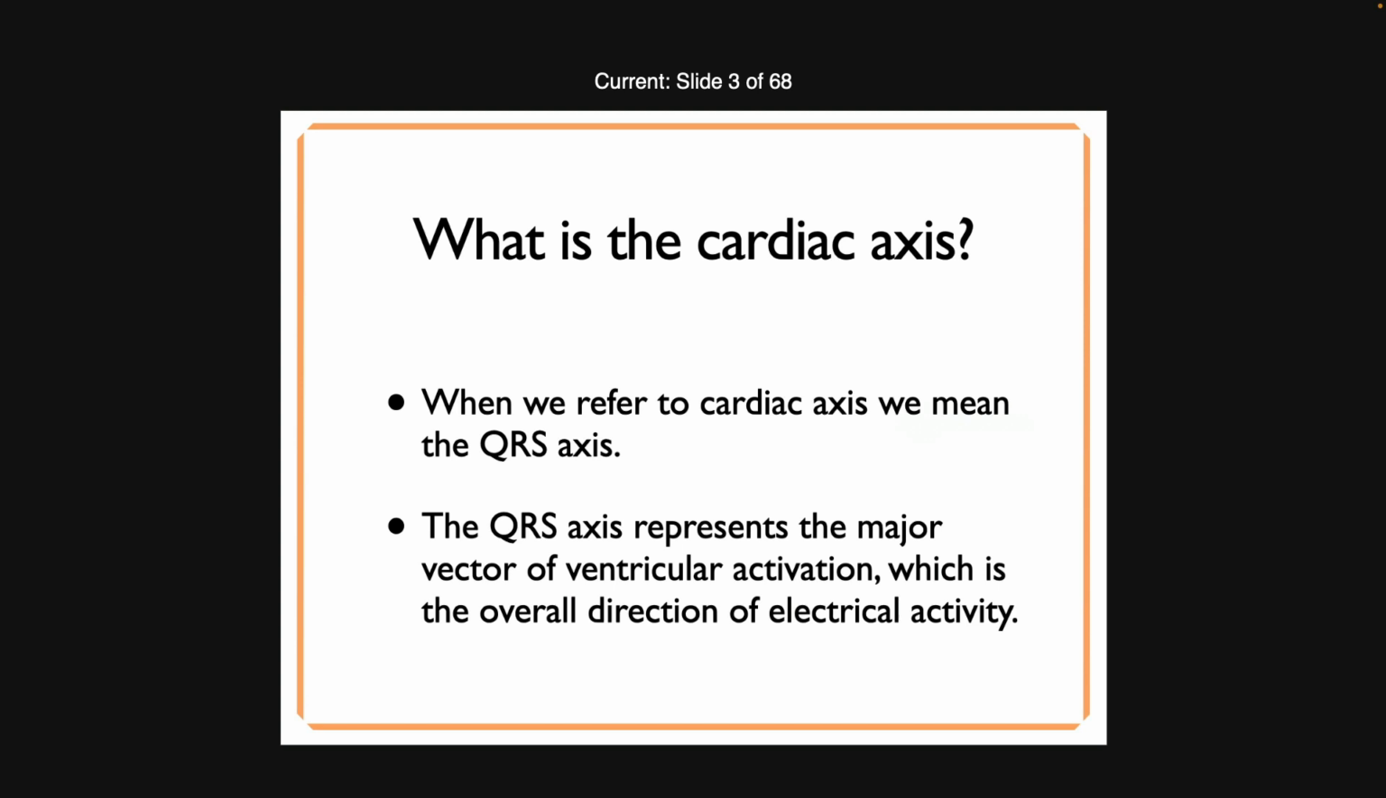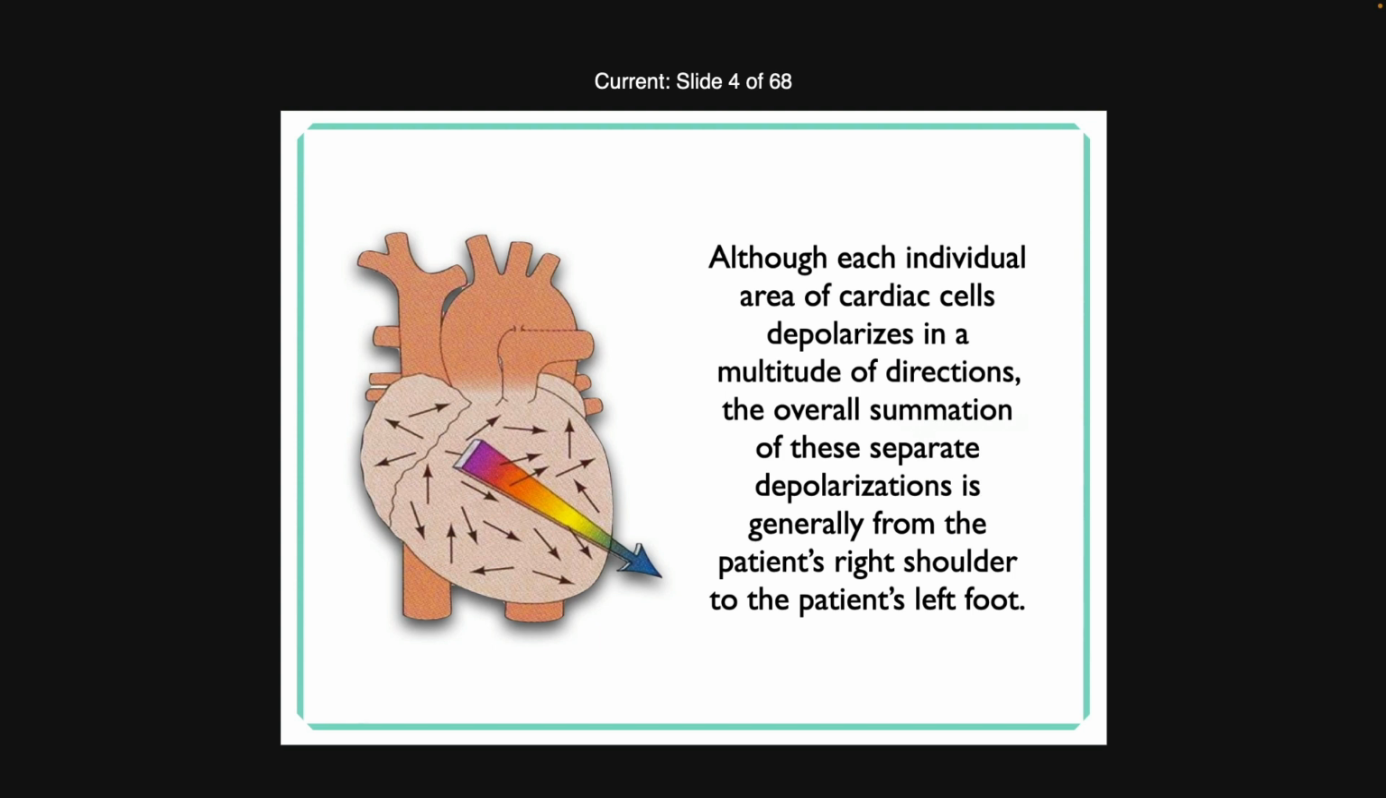The QRS axis represents, and we've talked about this before, the major vector, the direction of the main ventricular activation, which is the overall direction of electrical activity. And what we said in fall term, which was a pretty big simplification, is that generally speaking, the main direction of cardiac depolarization goes from upper right to lower left. And that's the axis. When we talk about the axis, it's the main direction of cardiac depolarization.